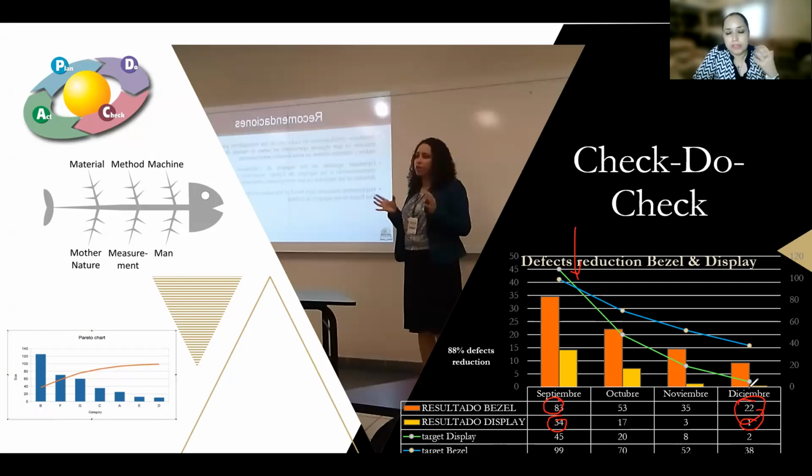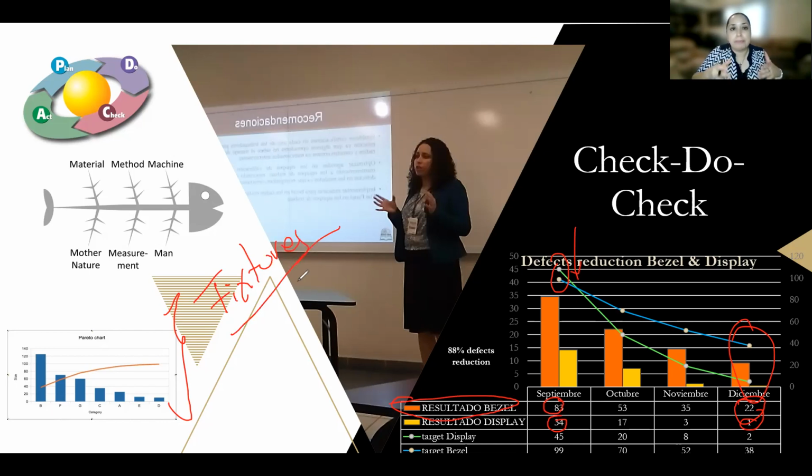From, of course, from all of the samples that we were taking. So how did we get from this point to this? With the decisions that we took from the Pareto, we decided to go, for example, for the problems with the bezel, of having the fingerprints or having different colors because of the way that the pieces were put together. The solution for that was to include some fixtures.